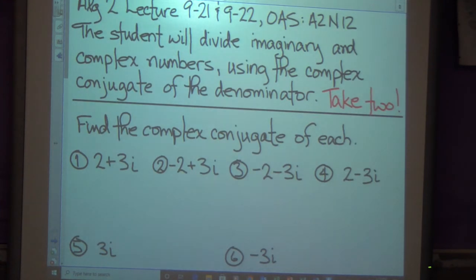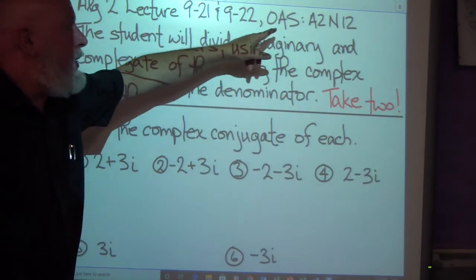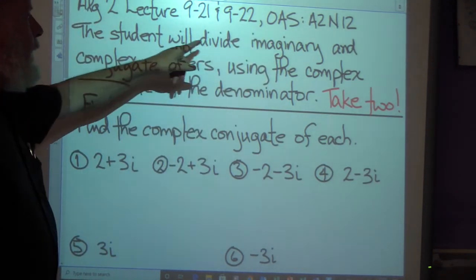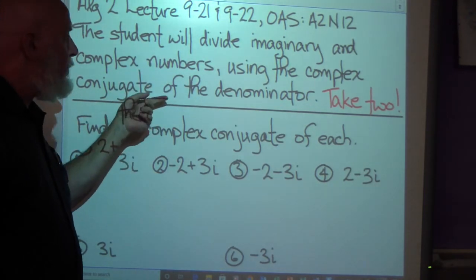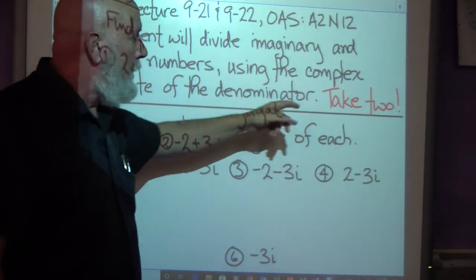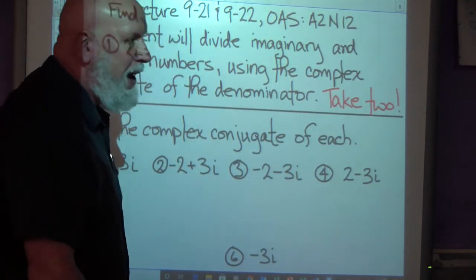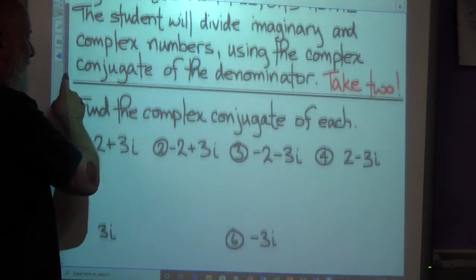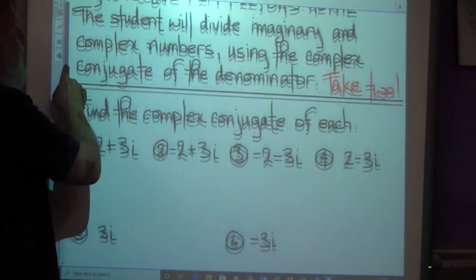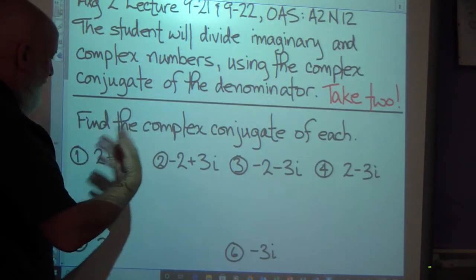This is Algebra 2, Lecture 921 and 22, OAS A2N12. The student will divide imaginary and complex numbers using the complex conjugate of the denominator to do so. Take 2. That means this is the second effort of trying to get this lecture correct. So here we go. If we're asked to find the complex conjugate, we need to define what that is, and I'll just show you what it is.